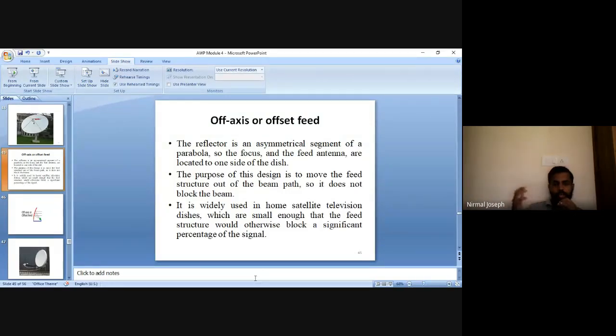It is widely used in home satellite television dishes, which are small enough that the feed structure would otherwise block a significant percentage of the signal. This type of antenna is very, very common nowadays. This DTH, direct to home, and all those mechanisms, Sun DTH and all, they are using this type of antenna.